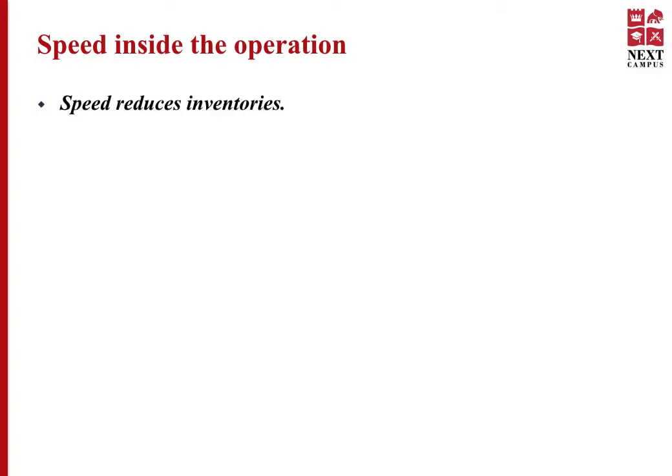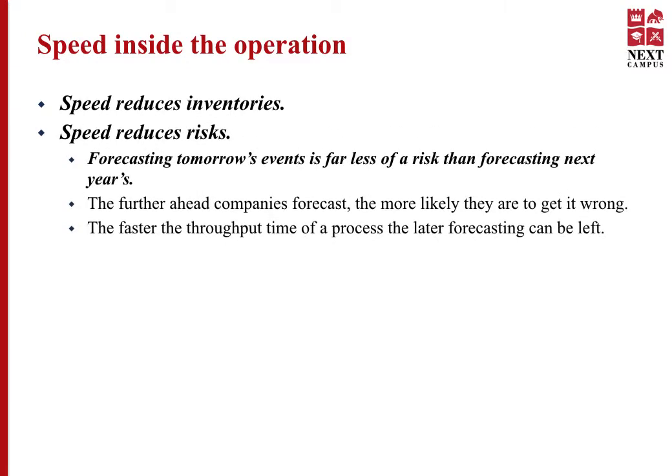Speed inside the operation would mean it reduces inventories, it reduces risks. Forecasting tomorrow's event is far less of a risk than forecasting next year's. The further ahead companies forecast, the more likely they are to get it wrong. The faster the throughput time of a process, the later forecasting can be left.